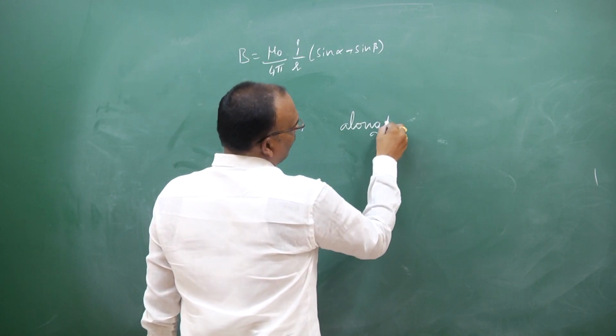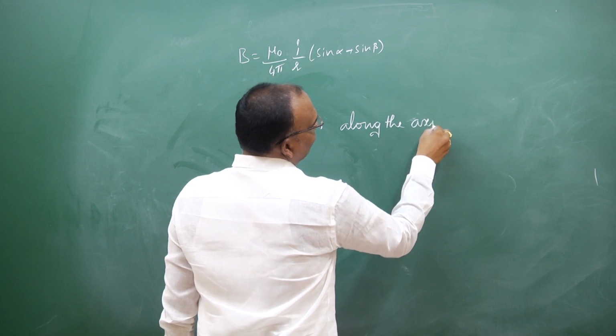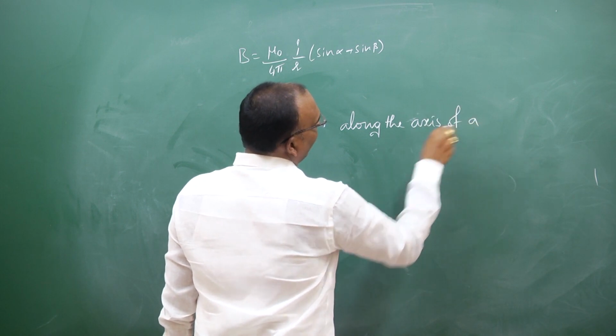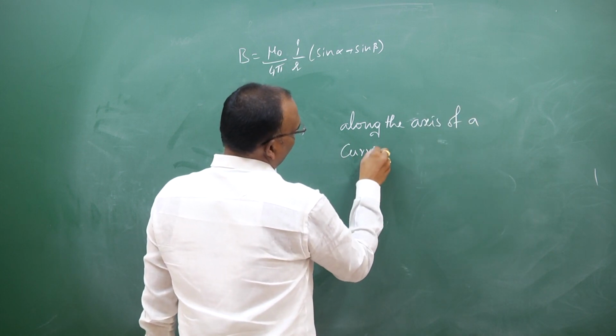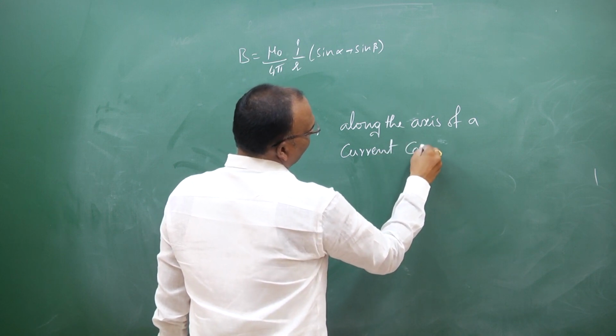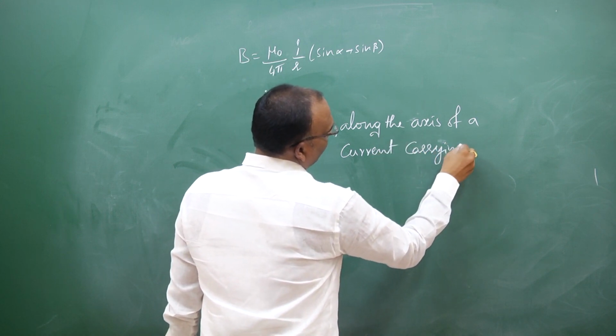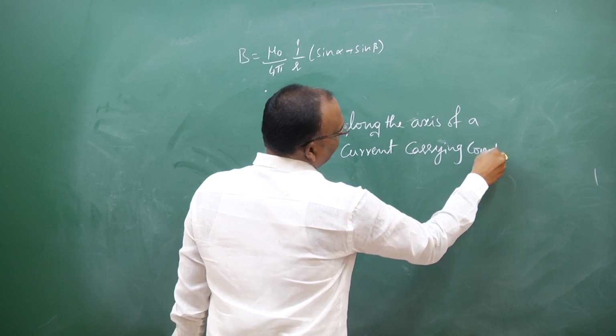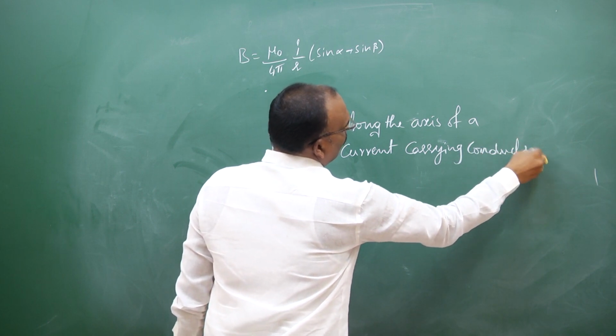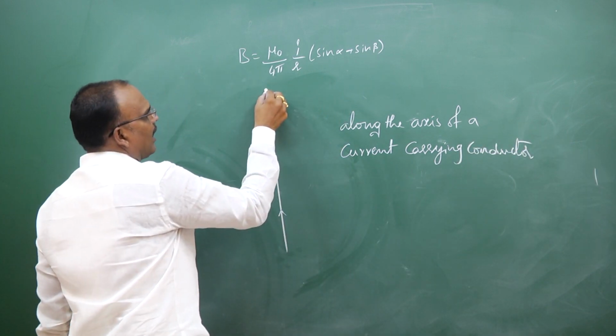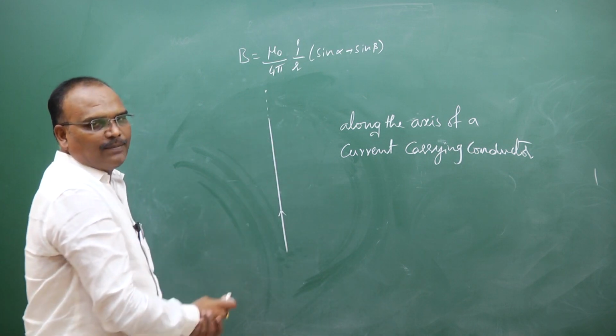Along the axis of a current carrying conductor. Here you see, drawing a normal is not possible.